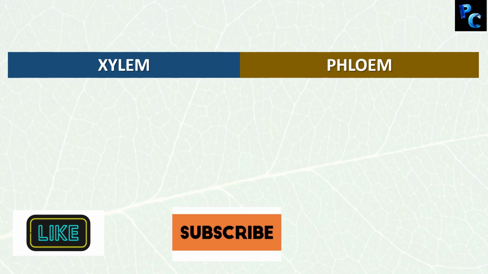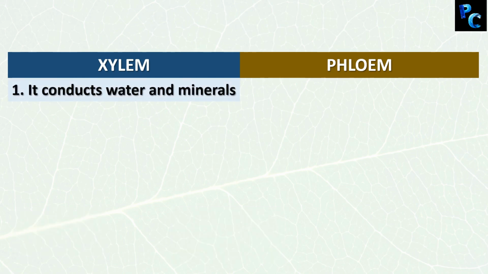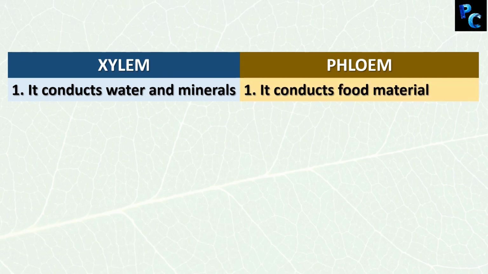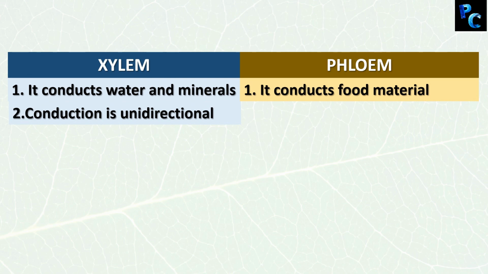So let's see the difference. Xylem conducts water and minerals. Phloem conducts food material. In xylem, conduction is unidirectional. Why? Because xylem has to take the water from the ground through the root and transport it to the topmost part of the plant. So the conduction is always from bottom to up.